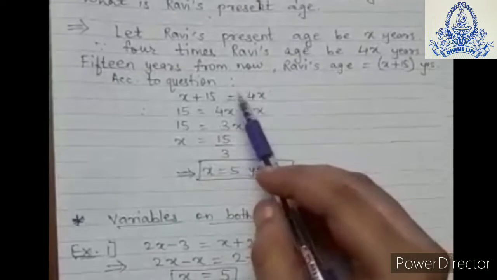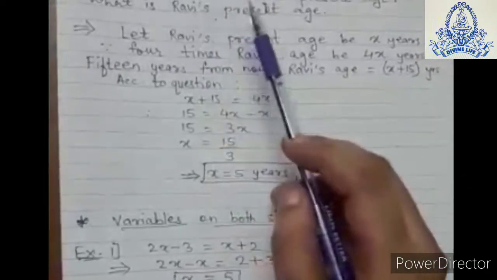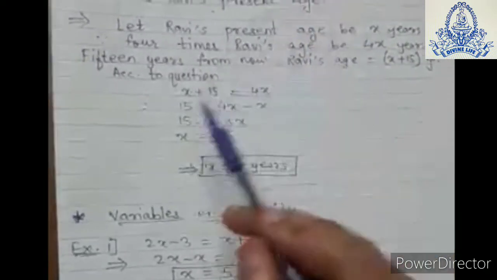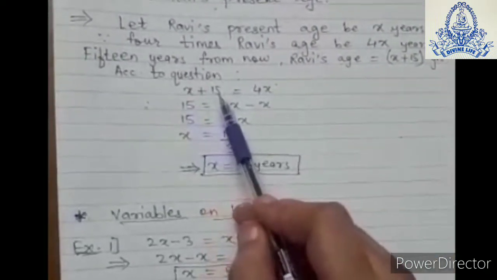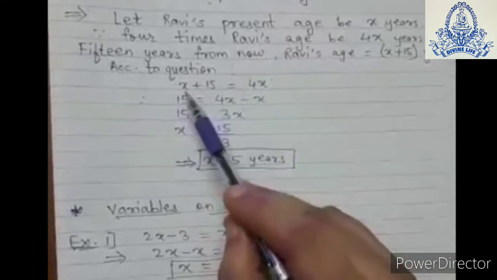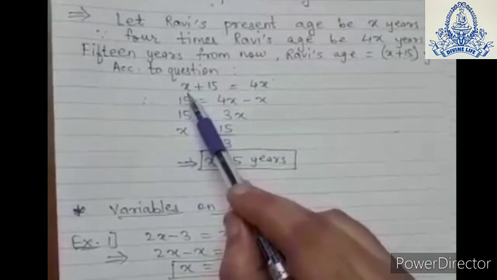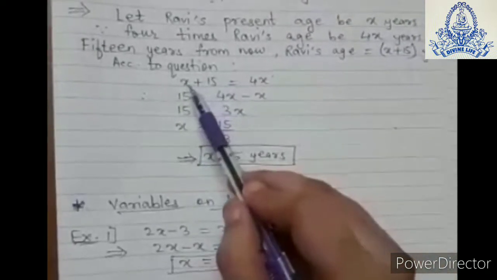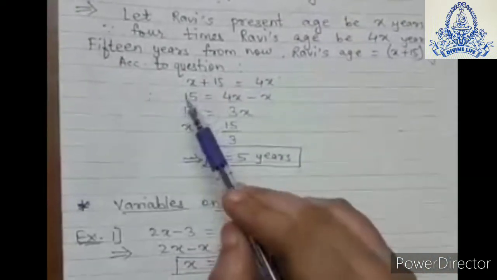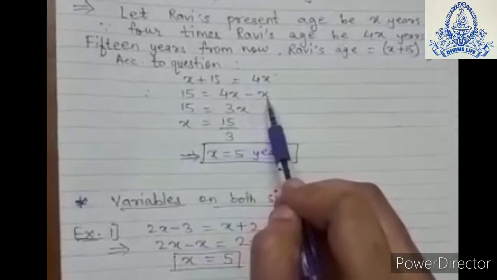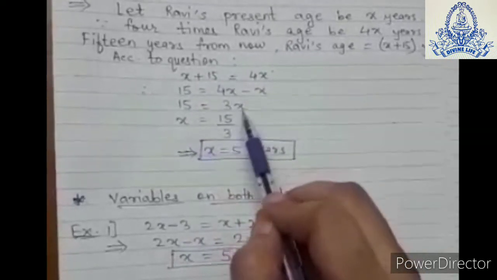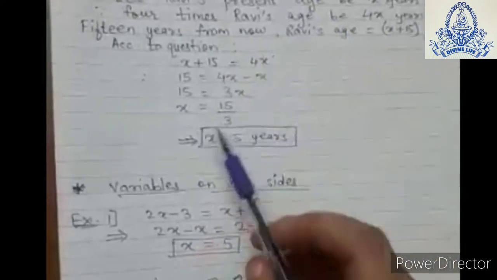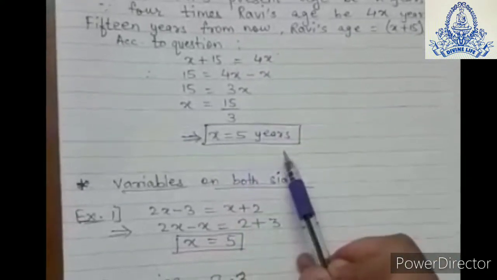So according to the question, what is given? 15 years from now, Ravi's age will be 4 times his present age. So x plus 15 is equal to 4x. Now on the LHS the variable is there and on the RHS also it is there. So we will take this variable to the RHS. So 15 is equal to 4x minus x. 15 is equal to 4x minus x, which is 3x. So x is equal to 15 upon 3, that is x is equal to 5 years.